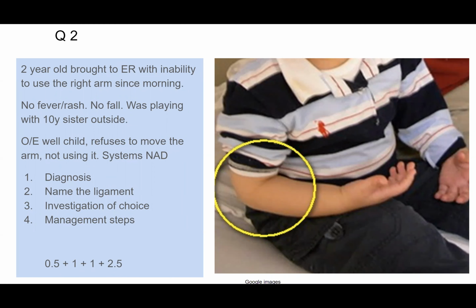If the clinical history is there, if the findings are consistent, we don't need any investigation. So we can write it as a clinical diagnosis, and if needed, an X-ray or a USG to rule out other complications, like whether it is a fracture or something. And management steps.